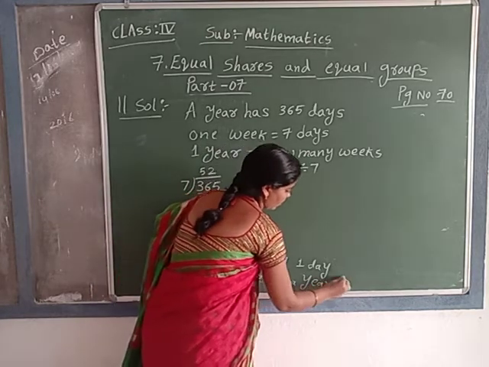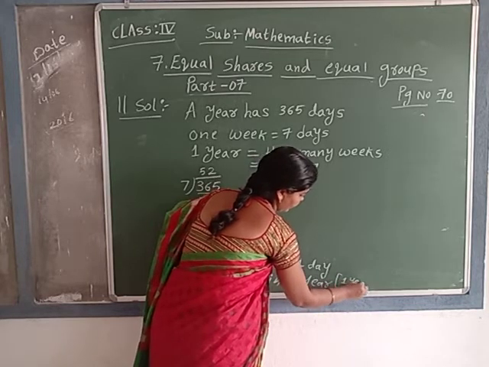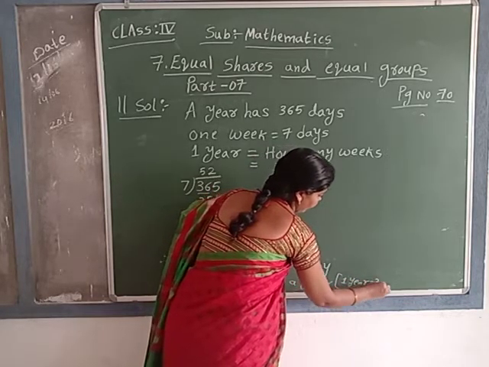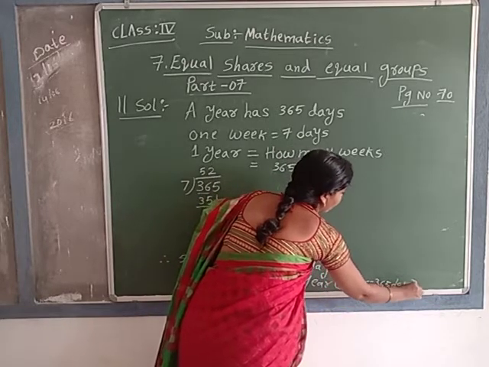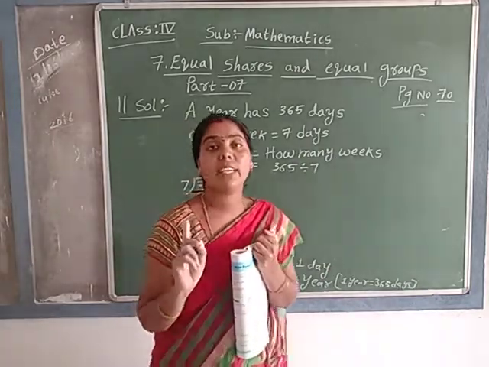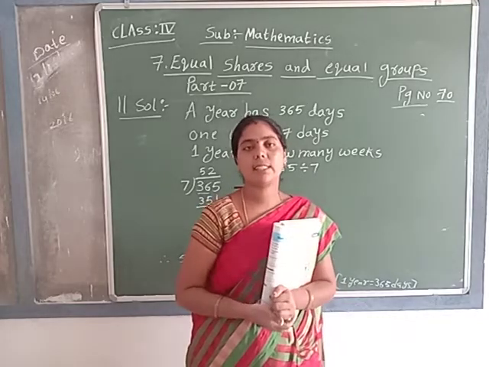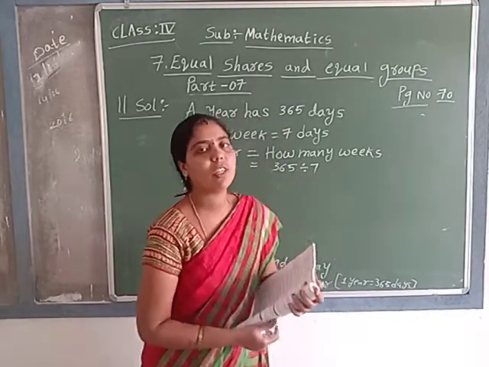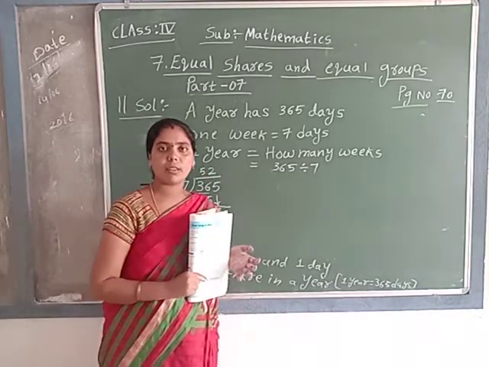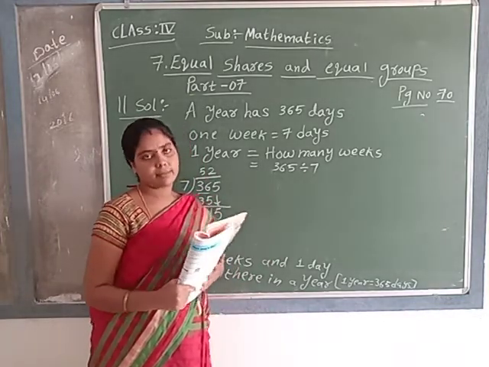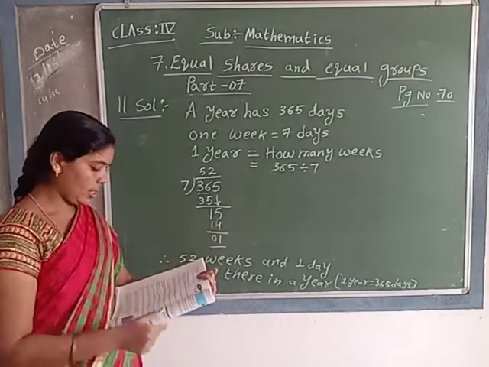So here 1 year equals to year, leap year. In 4 years to come, this year also is a leap year only. In February month, how many days? 29 days. That is. Completed?